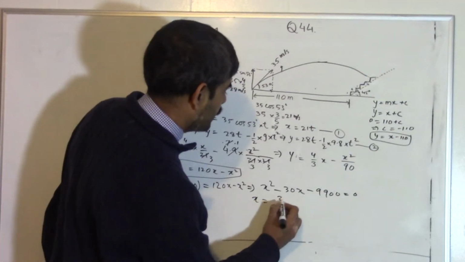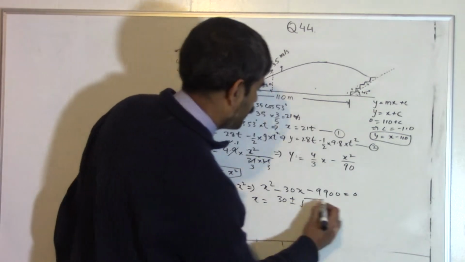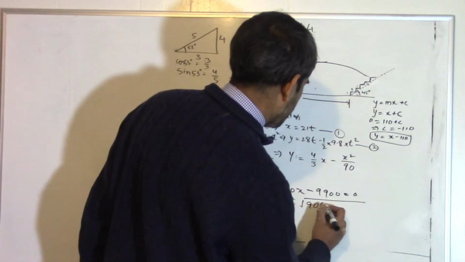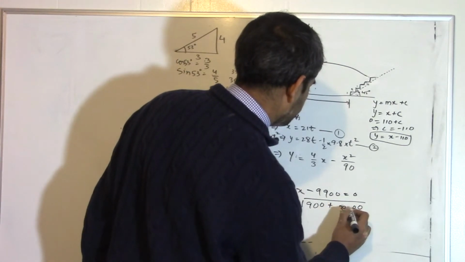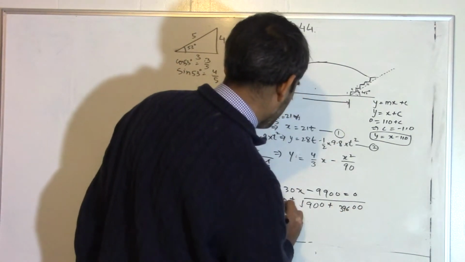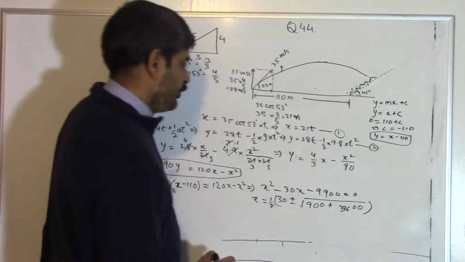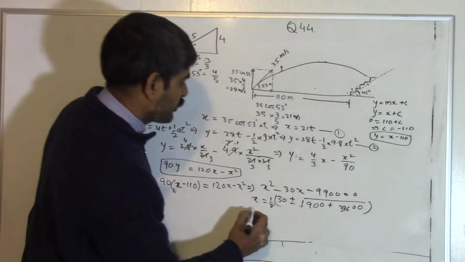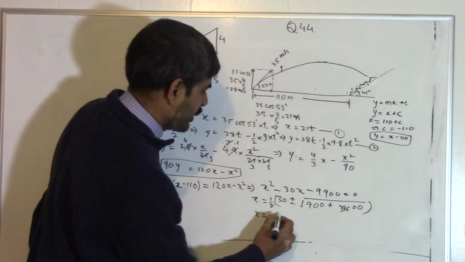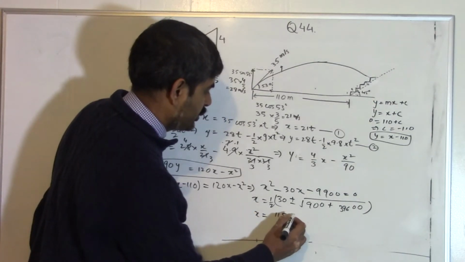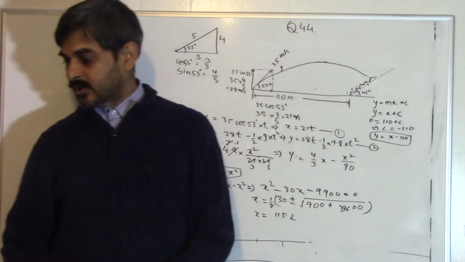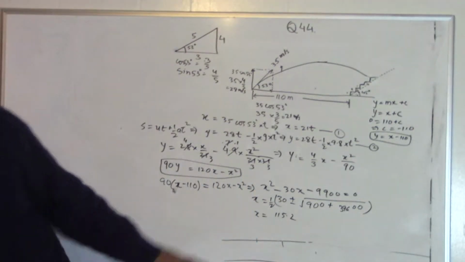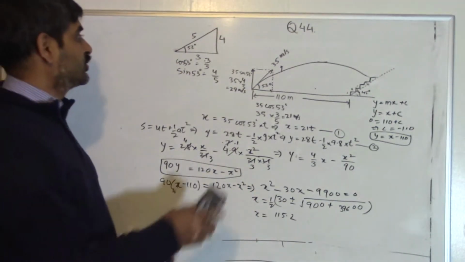x is equal to minus b plus or minus under root of b square, which is 900, minus 4ac, divided by 2a. If you solve this, you will get some answer like 115.2 or something like that. So let's trace this down. What does x equal to 115.2 mean?